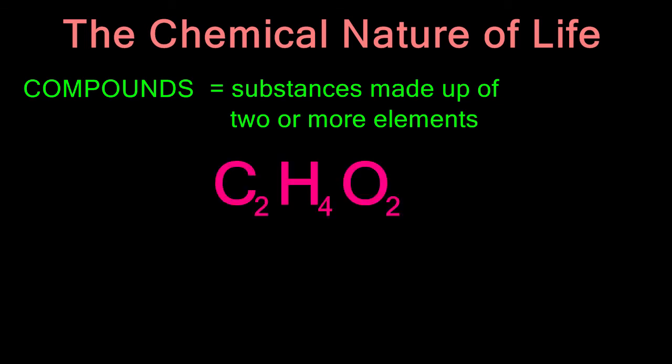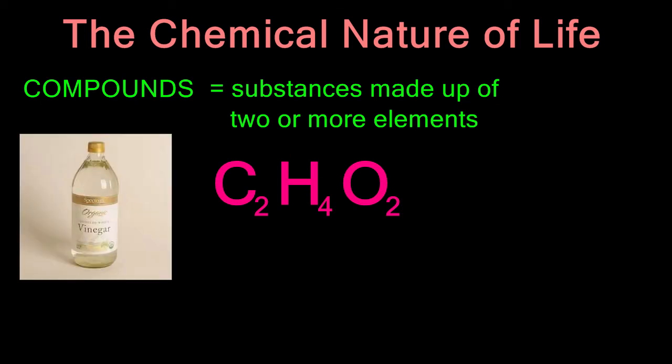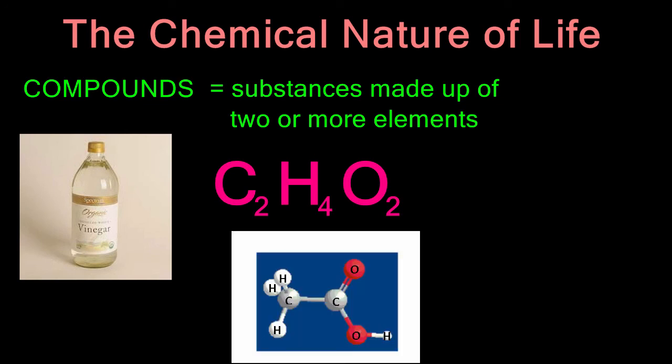Here's another example of a chemical compound, C2H4O2. This is actually just vinegar, also known as acetic acid. This is what a vinegar molecule looks like. You can see that there are 2 carbons here. That's why there's a subscript 2 after the C. There are 4 hydrogen atoms, which is why we have the subscript 4 after the H. And there are 2 oxygen atoms. That's why we have the subscript 2 after the O.